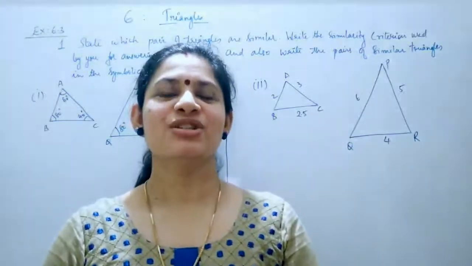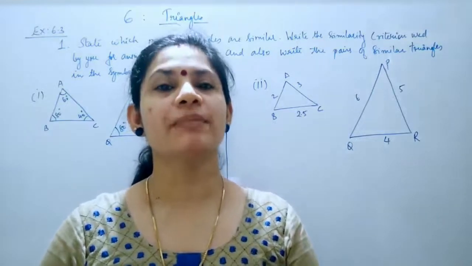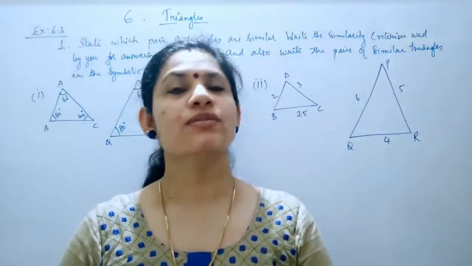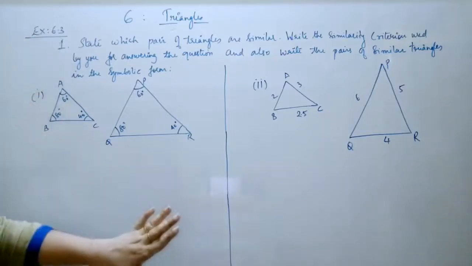Hi everyone, today we are dealing with the problems of exercise 6.3 of chapter number 6, triangles. So the first question is, state which pair of triangles are similar. Write the similarity criterion used by you for answering the question and also write the pairs of similar triangles in the symbolic form. So first you have to state which pairs are similar.